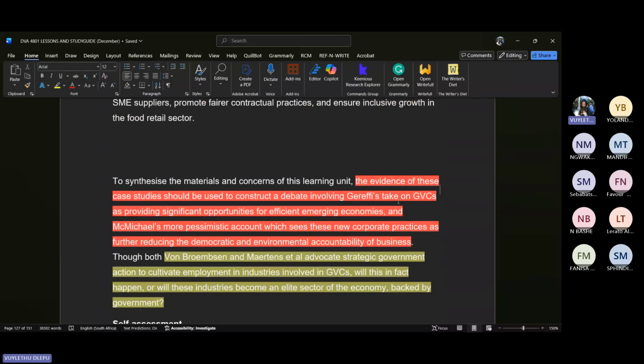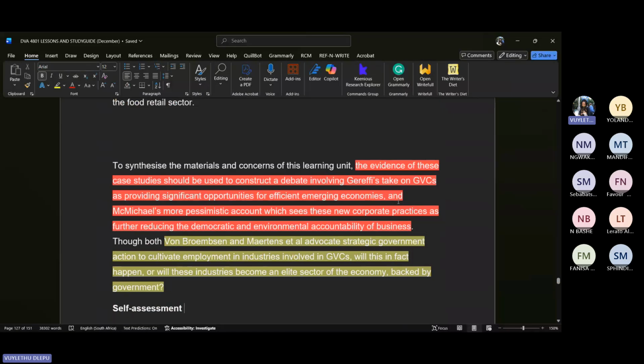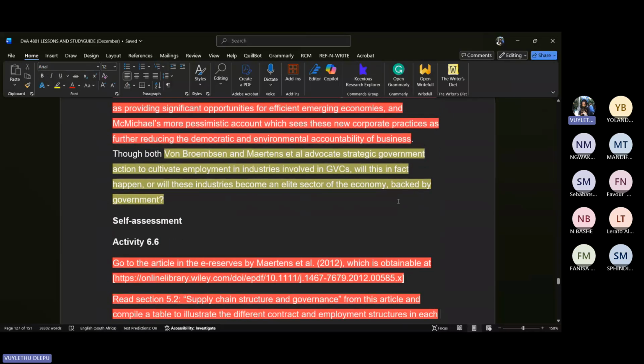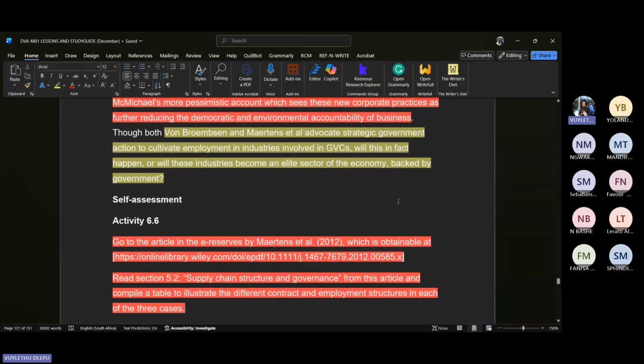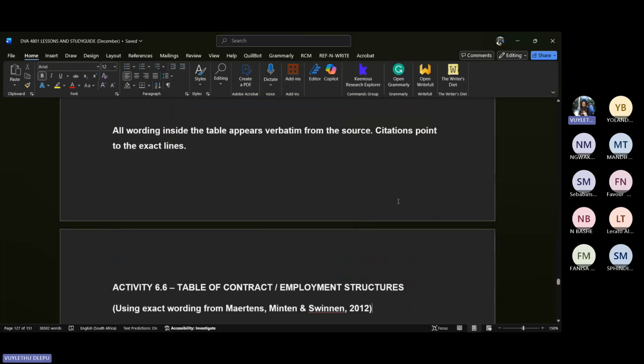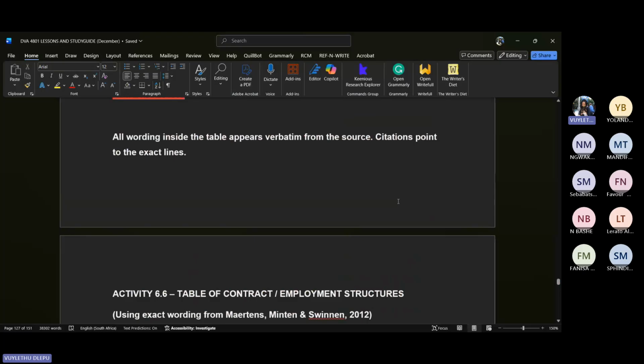Through both Van Broomsen and Martens, they advocate strategic government action to cultivate employment in industries involved in GVCs. Will this in fact happen, or will these industries become an elite sector of the economy backed by the government? Okay, so let's go now to the article by Martens, and it told us to read supply chain structure and governance.